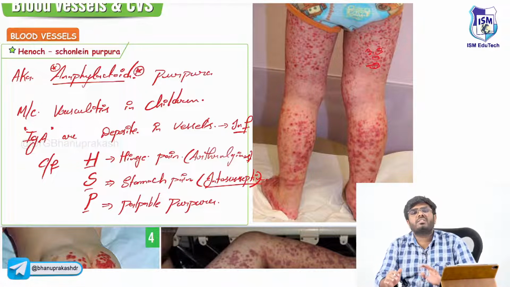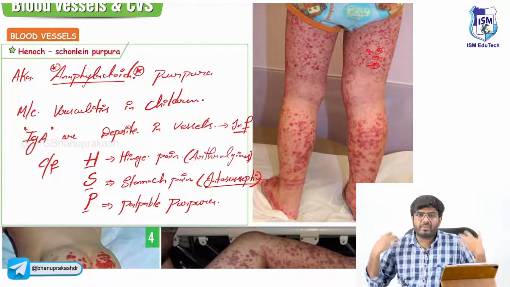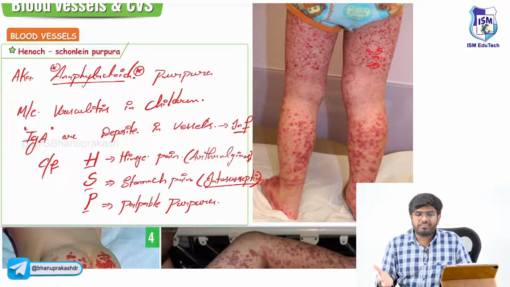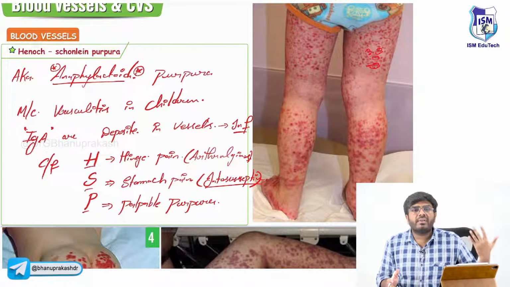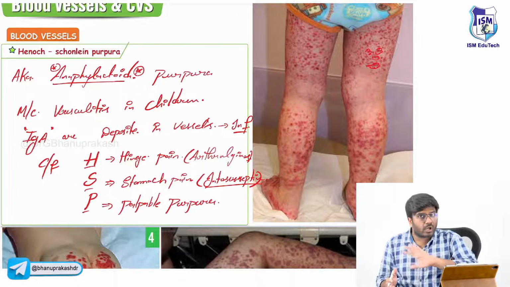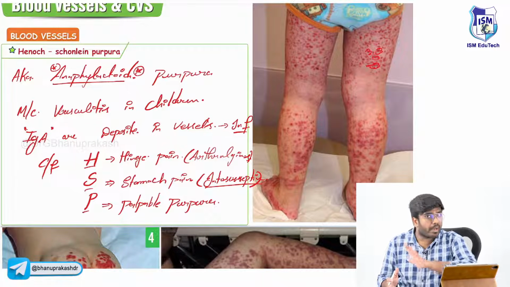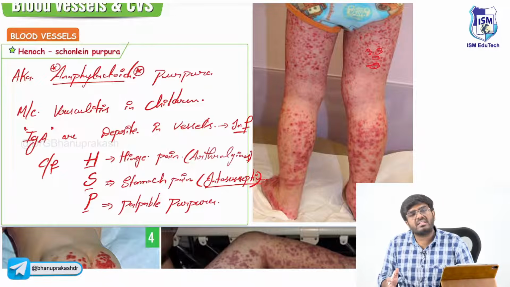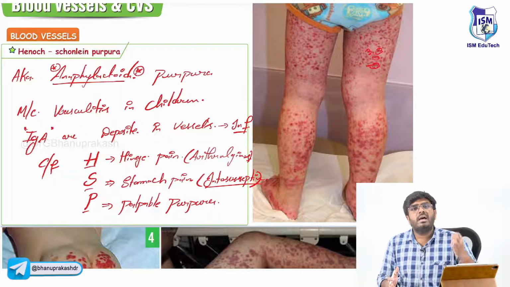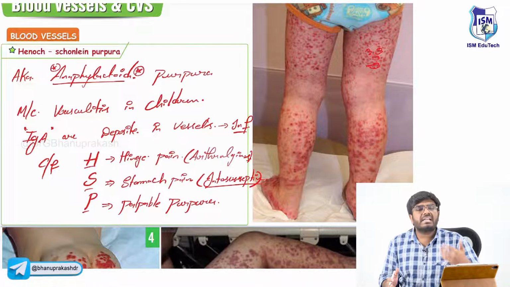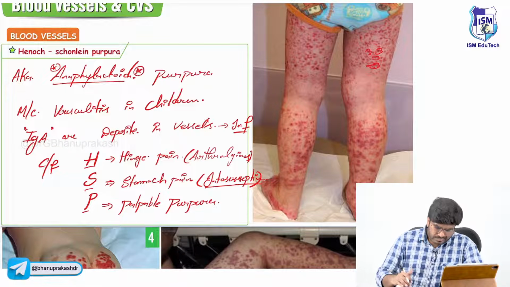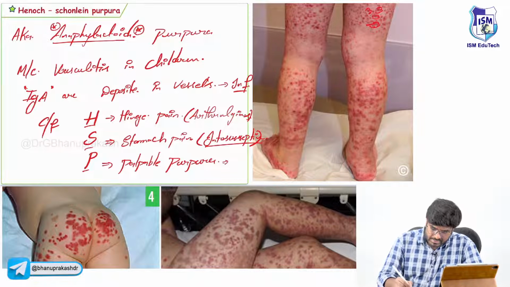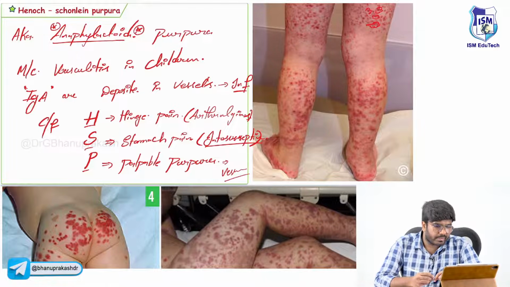This purpura is not because of a deficiency of platelets. If there is a deficiency of platelets, definitely there will be bleeding into the skin, but that's a totally different thing. This palpable purpura is because of vasculitis. The blood vessels are getting inflamed and undergoing damage, which causes leaking of blood into the skin. That's what causes the purpura. So purpura here is because of inflammation of the vessels, not because of the platelets.